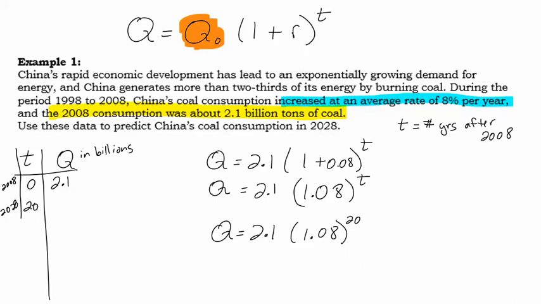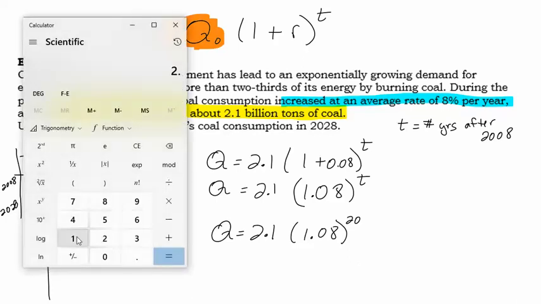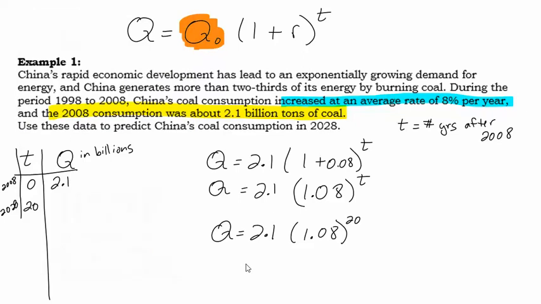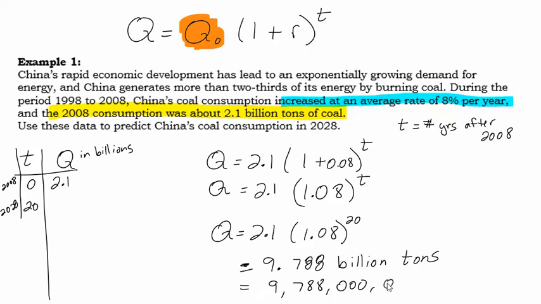All right, let's get out our calculators and see what this is. 2.1 times 1.08 to the 20th power. I get 9 point, I don't know where we're supposed to round here. Let's see, 9.788. Let's do that. It didn't tell us where to round. And that would be billion tons. So if we wanted to write this out the long way, we'd have to go thousand, million, billion. So 9.788 billion tons is 9,788,000,000 tons of coal consumption.